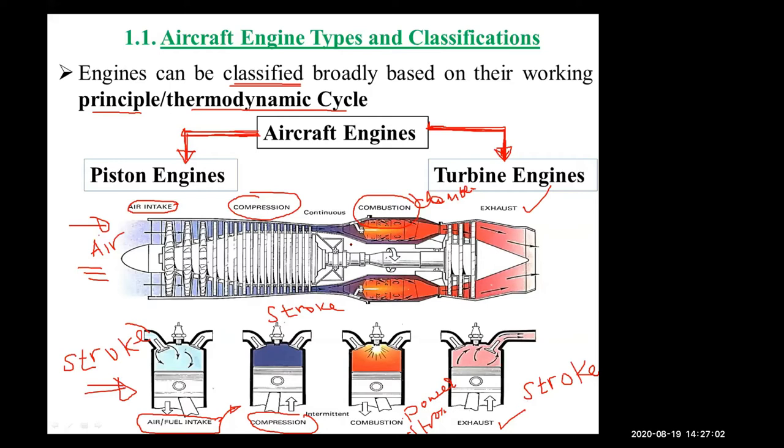So basically, normally piston engines are used in the old type of aircraft. But modern and new aircraft use these turbine engines. And all have their own advantages. Normally, the turbine engine is the preferred and efficient engine to use these days.